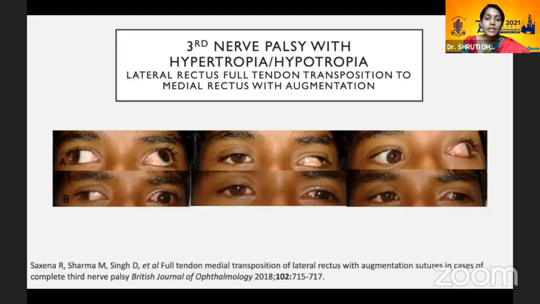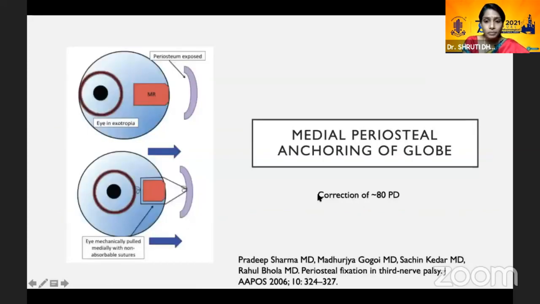Now, when there is a hypertropia or a hypotropia associated with third nerve palsy, we could do a full tendon transposition of the lateral rectus to the medial rectus with augmentation sutures. This was reported by Professor Rohit Saxena sir, and here we see a hypertropia. What he did was he passed the lateral rectus through the inferior aspect, under the entire muscle, and attached it to the medial rectus. And the post-op outcomes are pretty good.